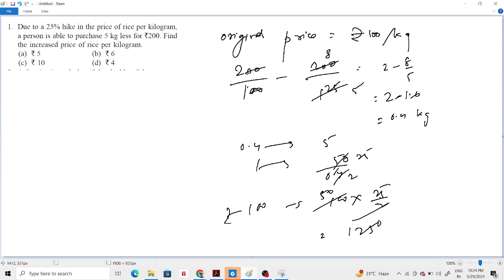Sir, with X, like the old one I took X per kg, and the new one I need to take also, like 25% hike in the price. X plus X into 25% difference, 25X by 100. That is coming 125X by 100. That is 5X by 4.